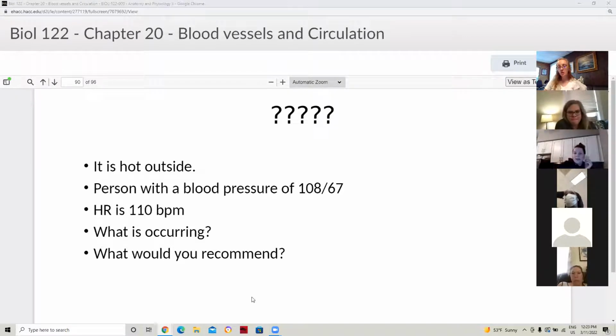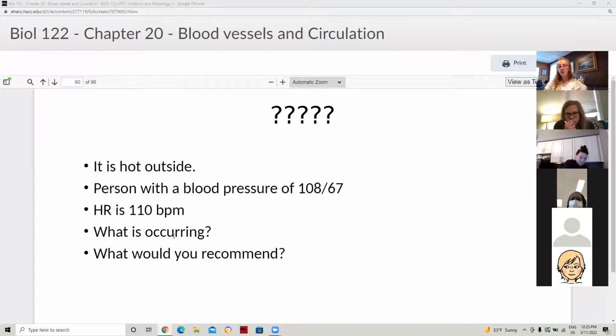Why is their heart rate going up? Because it's trying to pump more blood, to maintain their cardiac output, right? That's what I would assume. Yeah, you're right. Does everyone else understand how that works?